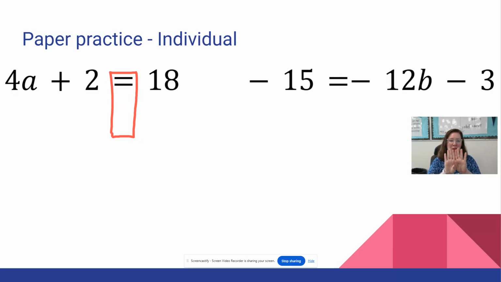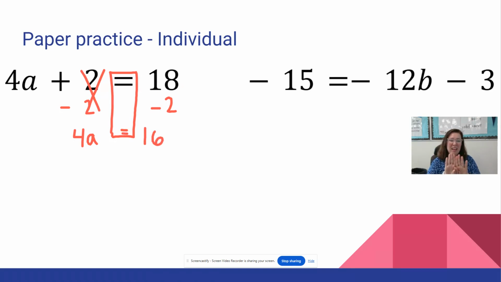So remember, the 4 and the a are squished together. They're buddies, they're best friends. So we leave the 4 alone for a minute. And first we get rid of the 2, because it's kind of off by itself. It's not really hanging out. So what's the opposite of a plus 2? Minus 2 on both sides of the equal sign. 2 minus 2 is 0. So now all we have is 4a equals 18 minus 2, which is 16.